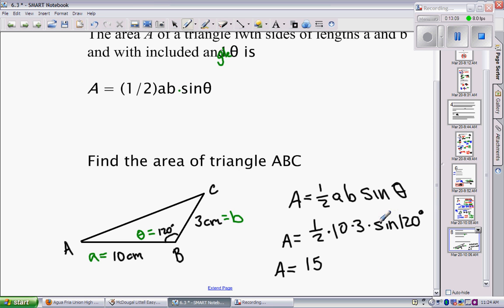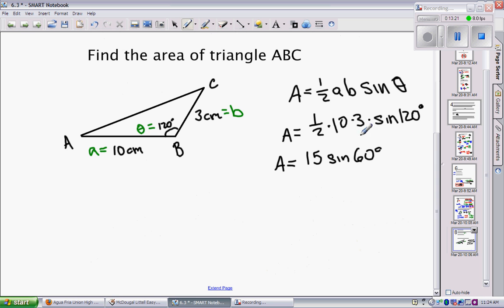And you find that the sine of 120, using the methods we did by finding the reference angle, is going to be 60 degrees as your reference angle. It's in quadrant 2. Sine is positive in quadrant 2. We need a positive area, so that works. 15 times root 3 over 2 gives us roughly 13 centimeters squared.